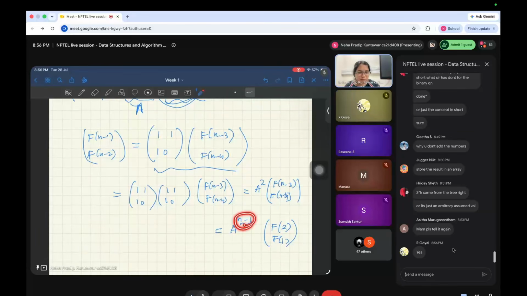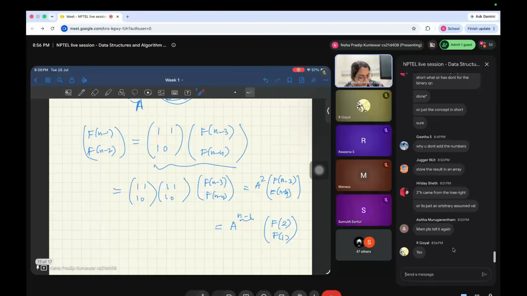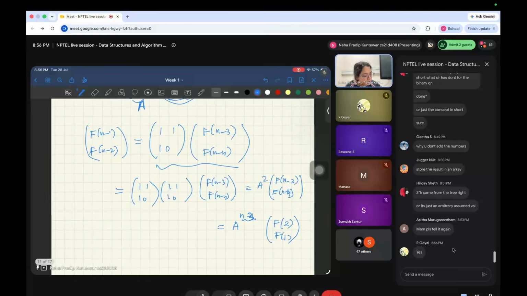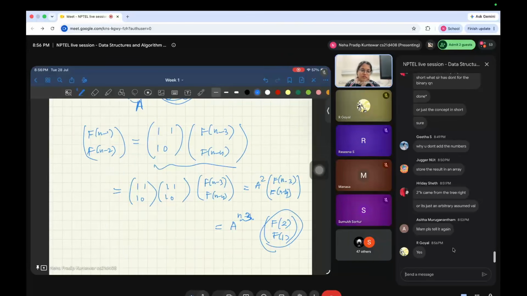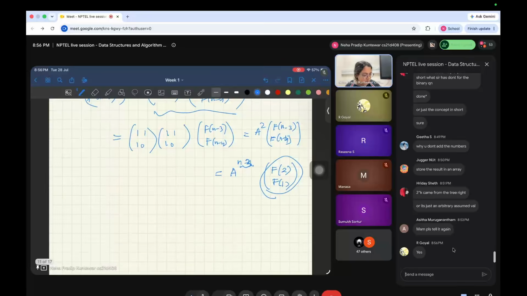So this may be n minus 3 or something. You can find it out later, but I think this should be n minus 3. So the point is, I already know the value of f of 2 and I know the value of f of 1. This is, let's say, 1 1. I don't need to do anything here. The only thing I need to compute is this, A to the n minus 3. Let me just assume that this is A to the n minus 3.